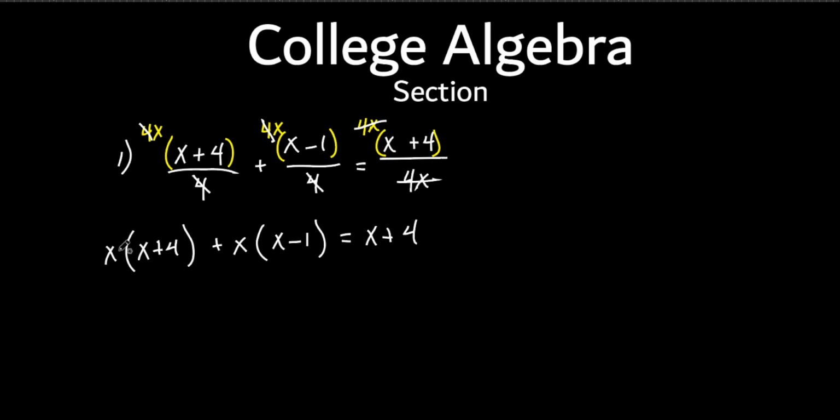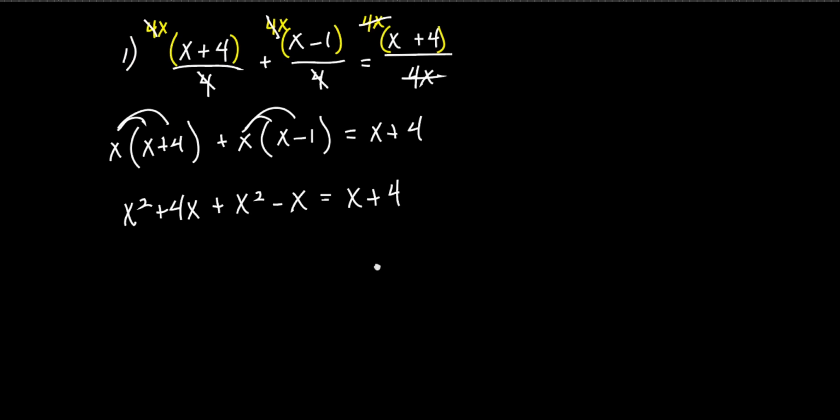So what are we going to have to do with this x and this x plus 4? Distribute. So I've got x squared plus 4x, and then distribute this plus x squared minus x, and that equals x plus 4. Well, we got to simplify this. It's going to look like a what? Starts with a Q. Quadratic, right? It's going to look like a quadratic. So let's try to simplify this so it looks like a quadratic.